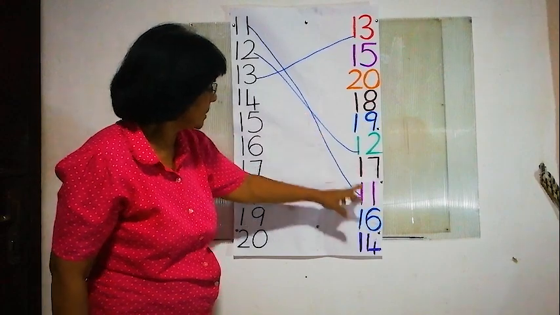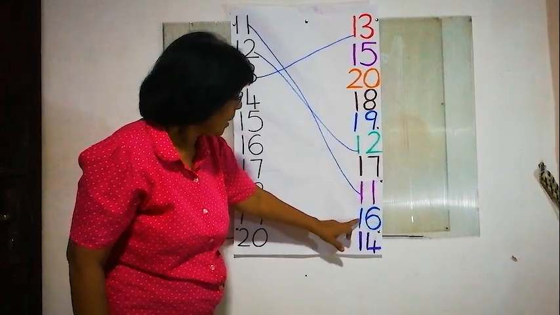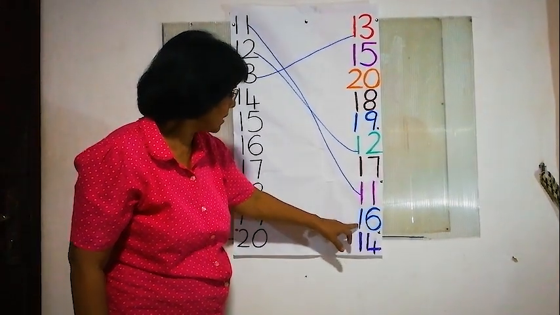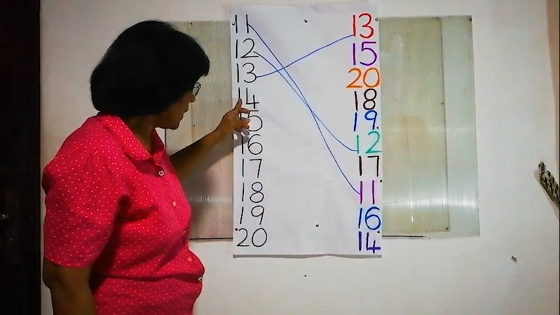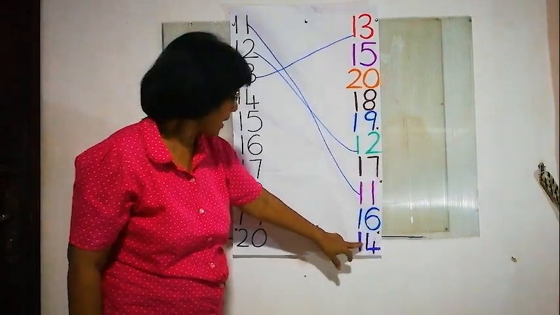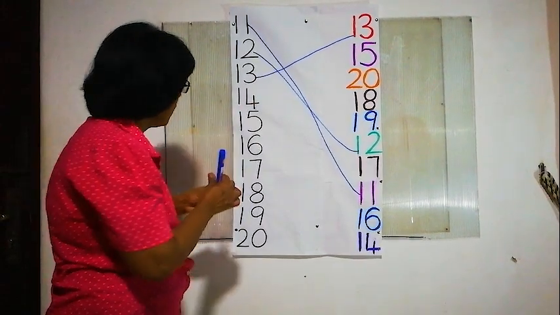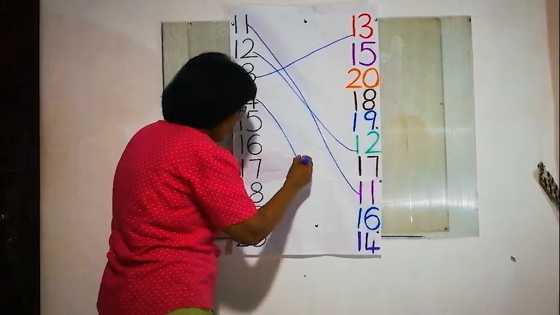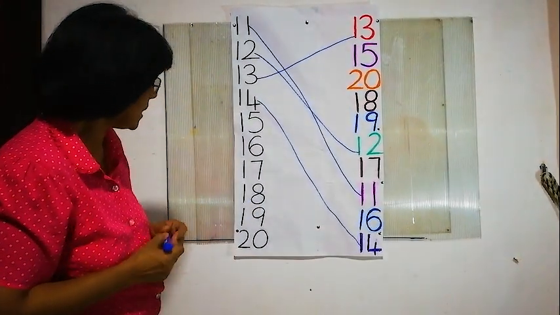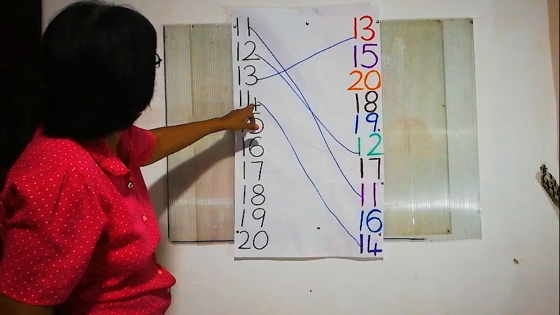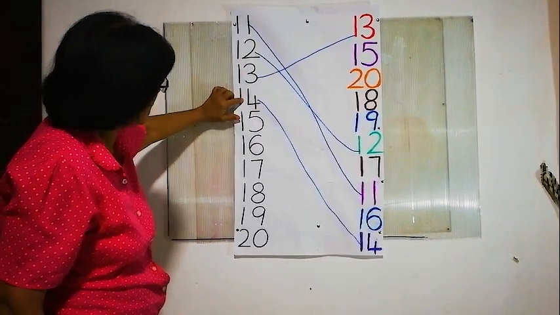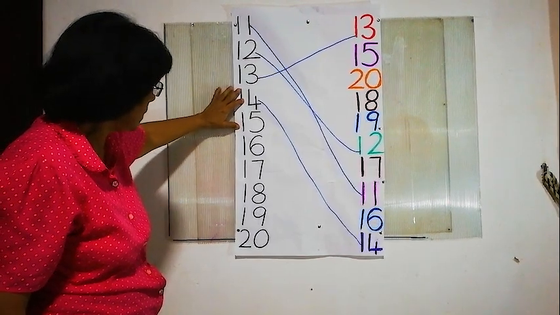11, we matched the number 11, that's also finished. 1 and 6, 16. No, we are not searching number 16. We want to find number 14. What about the last number? Is this 14? Yes, 1 and 4, 14. Is this correct? Correct. 11, 12, 13, 14. Now we are going to the next number.